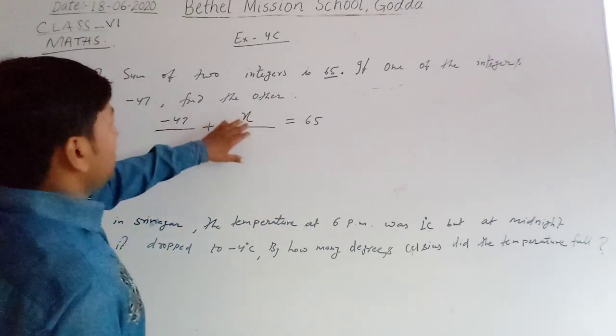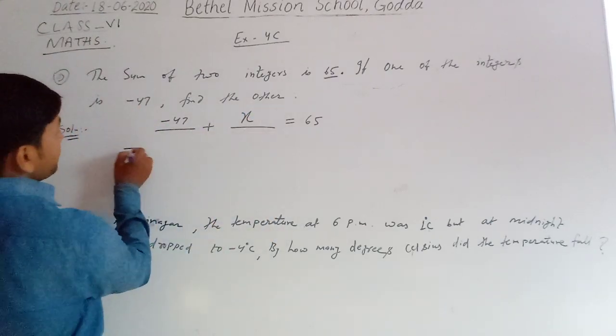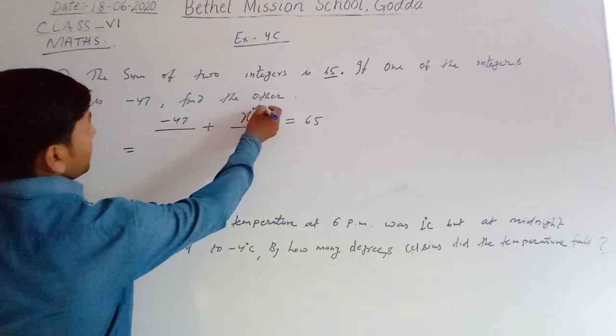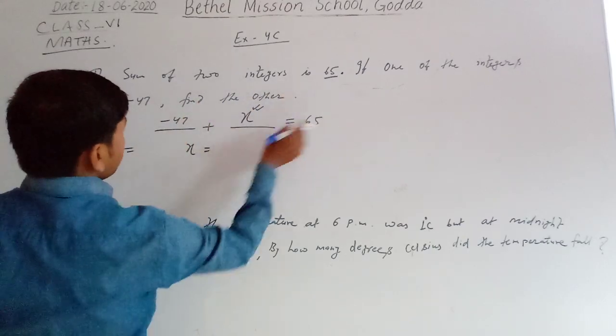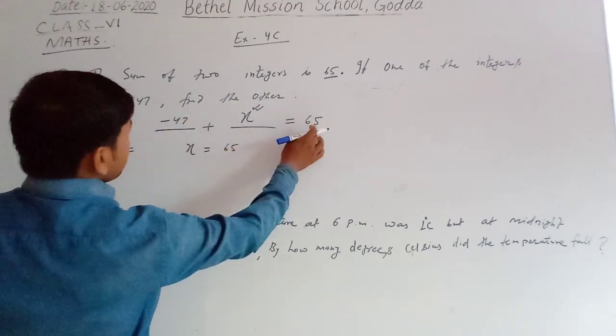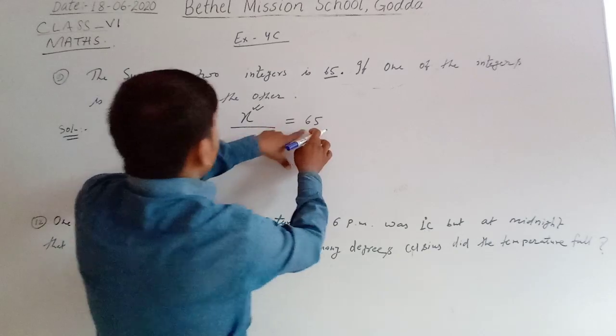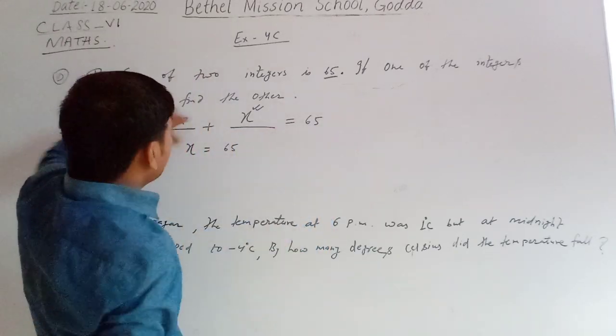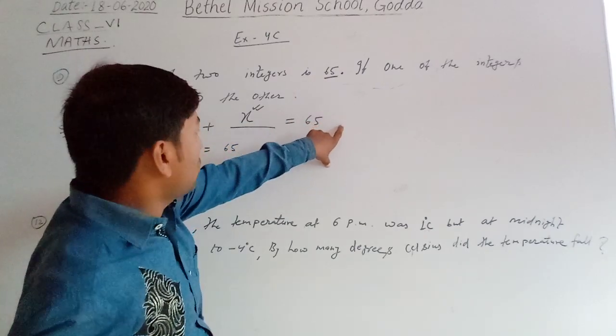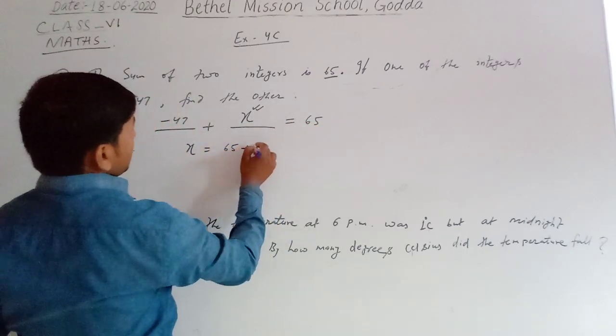Let the other number be x. You have to find this number, so make x free. Take this number to that side. 65 is already on this side, and when you take minus 47 to the other side, it changes sign and becomes positive 47.